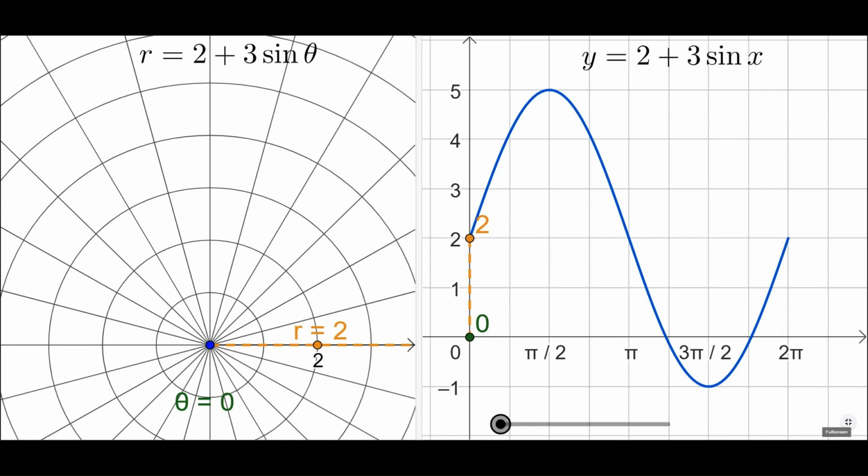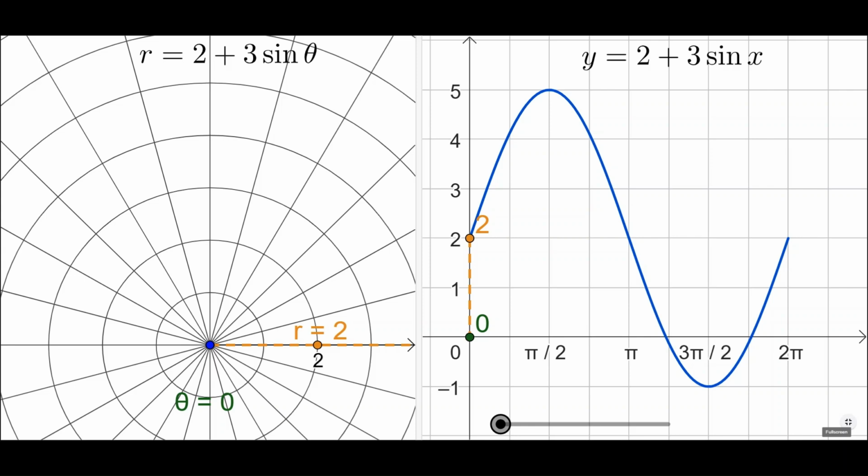The other part we want to look at is, as we rotate from 0 to 2 pi on our polar graph, which is going left to right from 0 to 2 pi on our sinusoidal graph, what does the y value represent? On the sinusoidal graph, the y value is just the height above the x-axis. Right now the x value is 0 and the y value is 2, so it's 2 units above the x-axis. How does that correspond with the polar graph? Remember, the y value is the r value. So if the y value is 2, which is where we're starting, then the radius value is also 2.